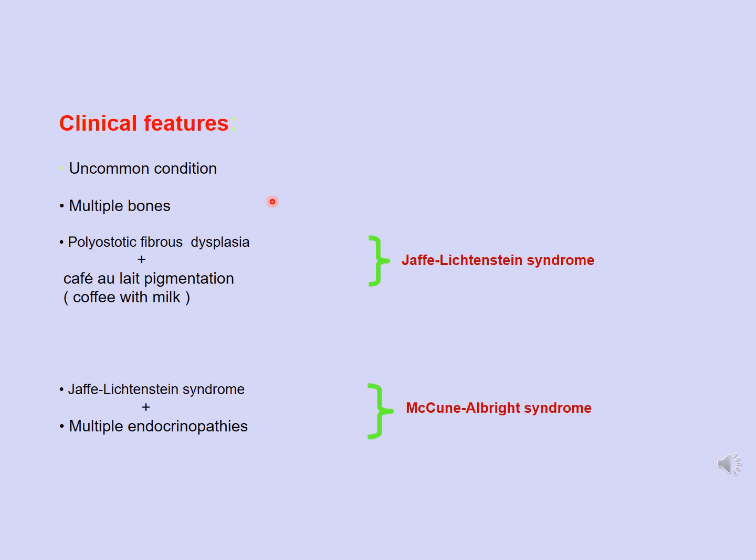Now, when you see fibrous dysplasia affecting multiple bones, plus there is cafe au lait pigmentation, or the pigmentation which is described as coffee with milk. Previously in various other topics, I have explained what is cafe au lait pigmentation, right? So cafe au lait pigmentation is basically coffee with milk pigmentation. When you see these skin lesions in association with polyostotic fibrous dysplasia, then it is described as Jaffe-Lichtenstein syndrome. When you see features of Jaffe-Lichtenstein syndrome, plus there are multiple endocrinopathies, then it is described as McCune-Albright syndrome. So this is how polyostotic fibrous dysplasia, Jaffe-Lichtenstein syndrome, and McCune-Albright syndrome are identified.